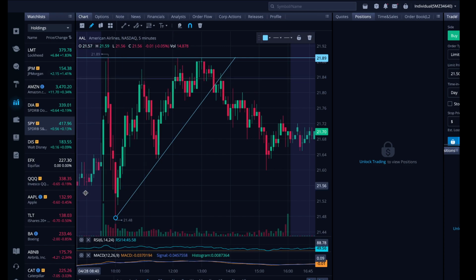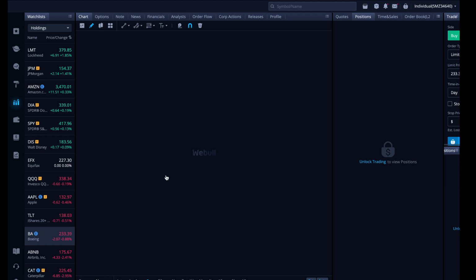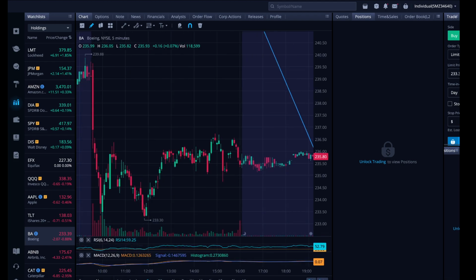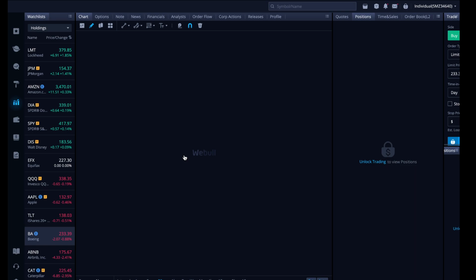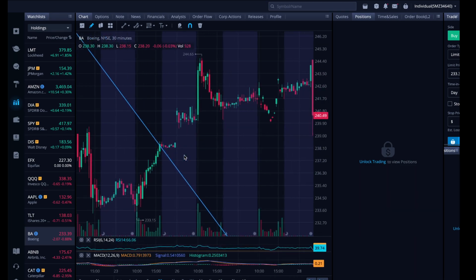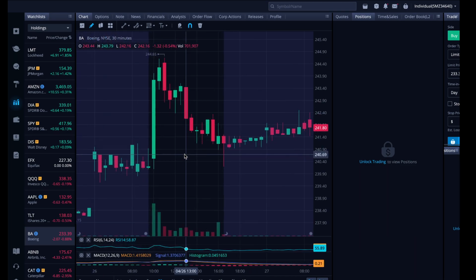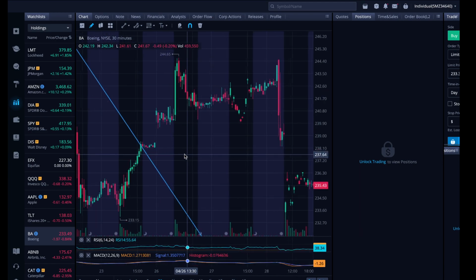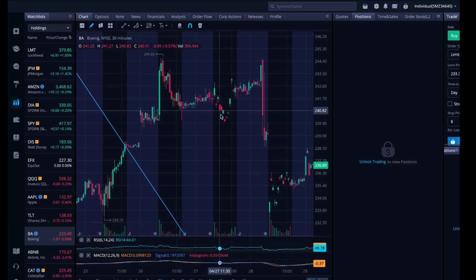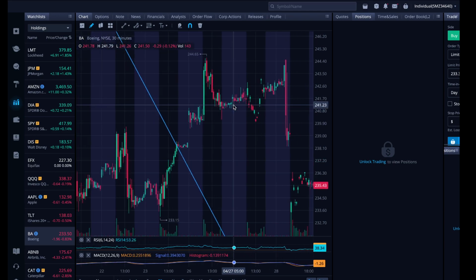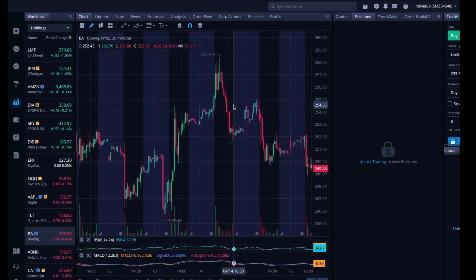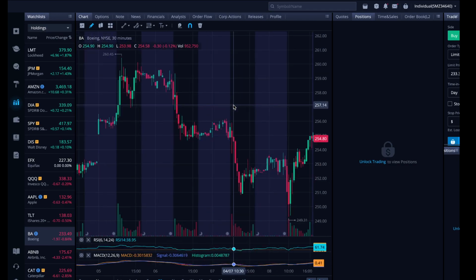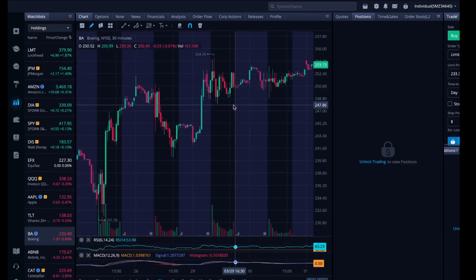Very cool. So let's go to our next one, which is going to be our descending triangle. So Boeing. As we look into Boeing here, we could have this as a descending triangle, but we didn't really have much here. Let me go back to this day.